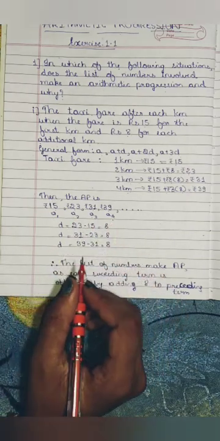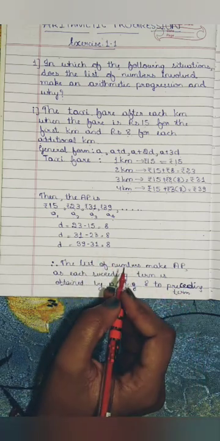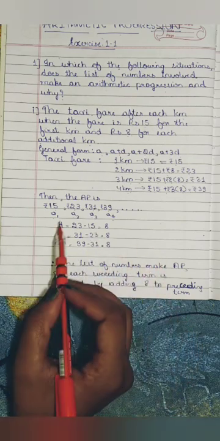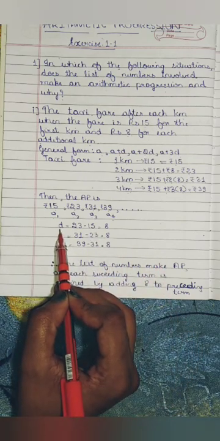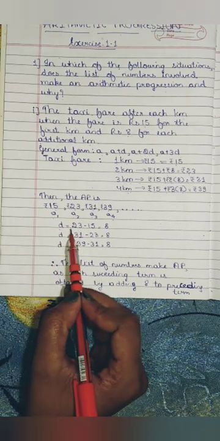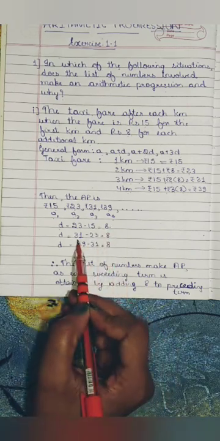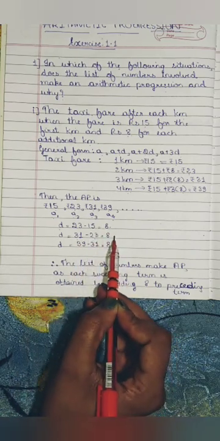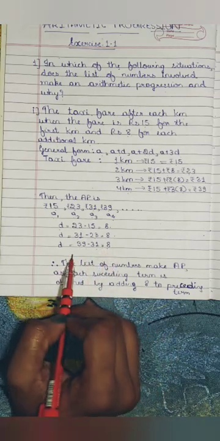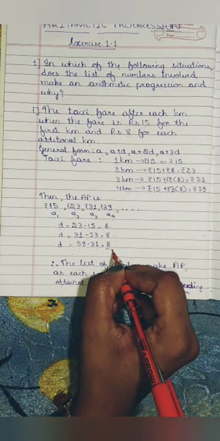We all know that the common difference is fixed and remains the same for the series in an AP. Let us check whether our D remains the same here. For checking what our D is, we have to subtract A2 minus A1. Let's do that now. So D is equal to 23 minus 15, which is equal to 8. 31 minus 23, which is equal to 8. And 39 minus 31, which is equal to 8. This proves that our D is constant and remains the same, which is 8.